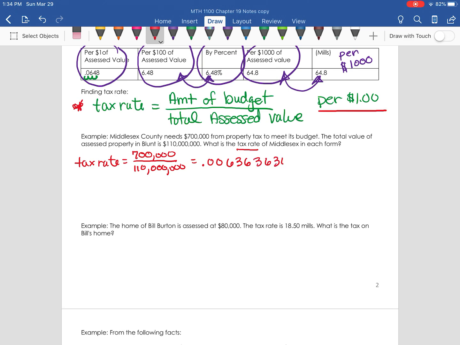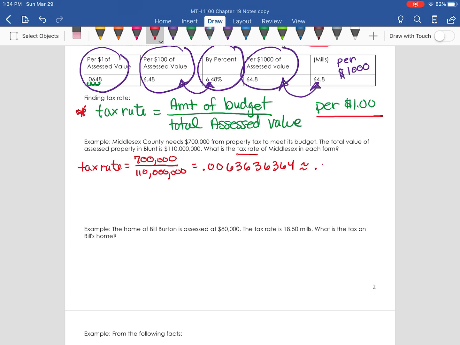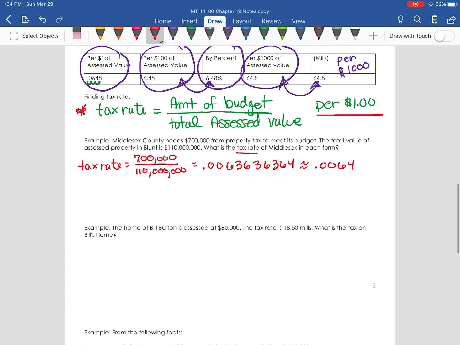It looks like 0.00636364. Okay, let's say we round it to 4 places. We'll round it and we'll say it's 0.0064. And this is per $1. So that means if we're looking at an individual property, for the assessed value of that property to find the tax rate for every $1 of that assessed value, that person is going to pay 0.0064 for every dollar.